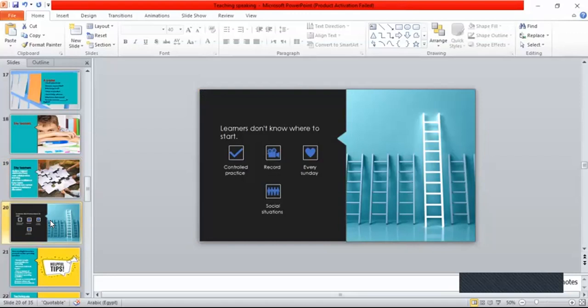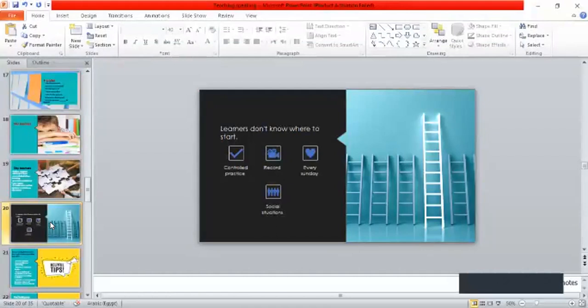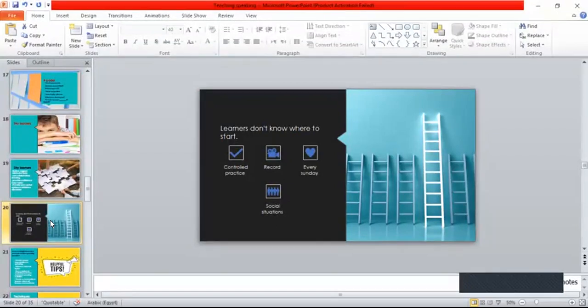Number one, control the practice. Give them some questions to ask their colleagues or their teachers. Why not? So here, control the activity. I already give them the questions and they just go to other colleagues in the classroom to ask them, okay?